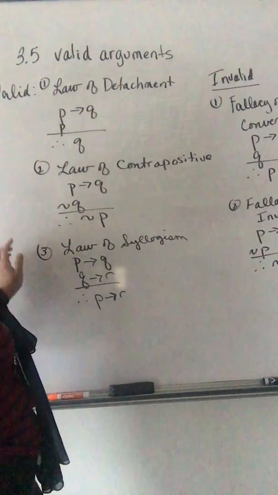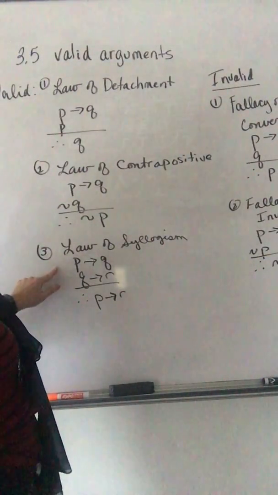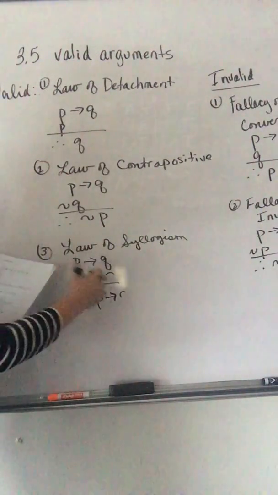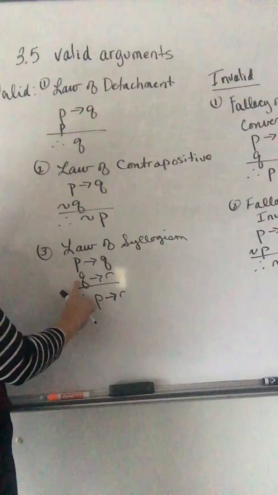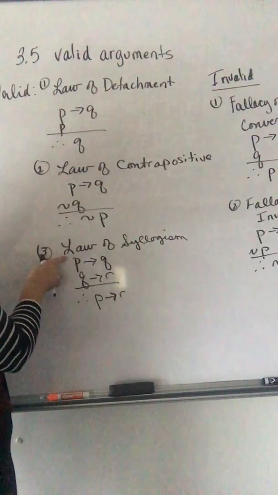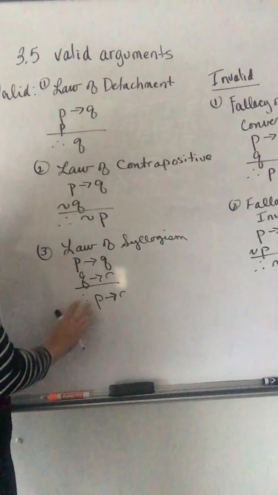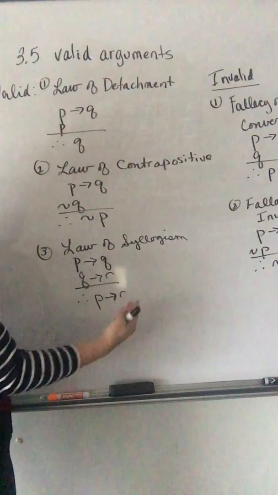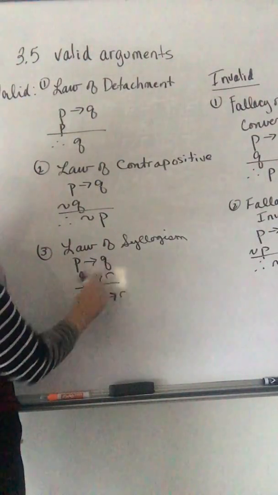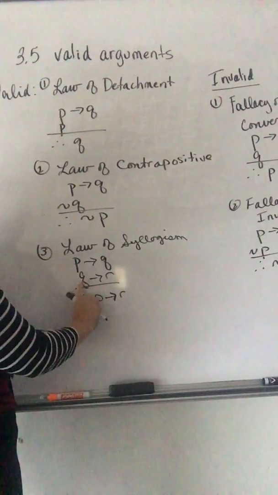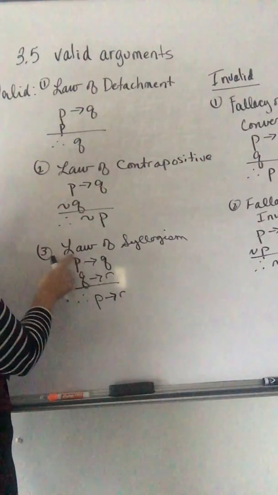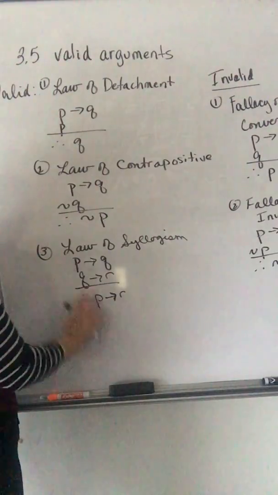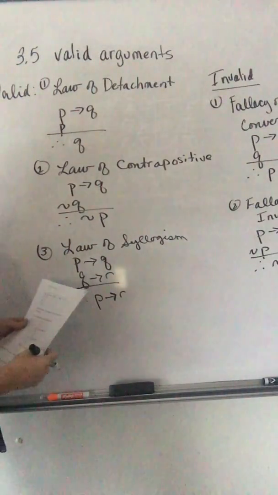The law of syllogism is sort of like a transitive property. It says if P leads to Q, plus Q leads to R, then P should also lead to R. The logical conclusion would be, if we have P then Q, plus Q leads to R, it makes sense to say P also would lead to R. Therefore, P leads to R. That's called the law of syllogism.